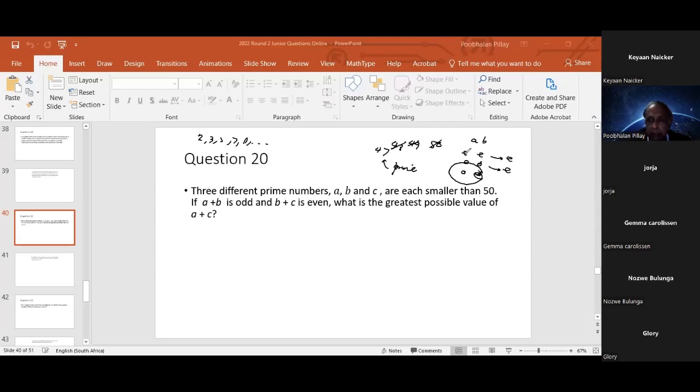So given A and B, one of them is odd and one of them is even. But we don't know which one is odd and which one is even. Right? All you can say is one of them is odd and one of them is even. Okay, now let's go to B plus C. The sum there is even. So with B and C, you could have even, even, or odd, odd.